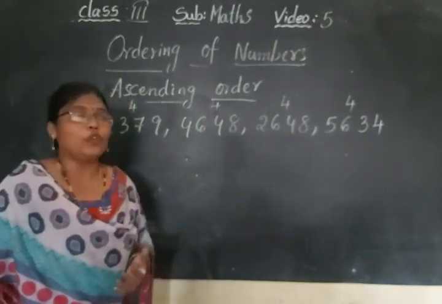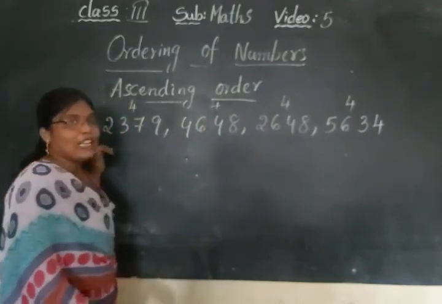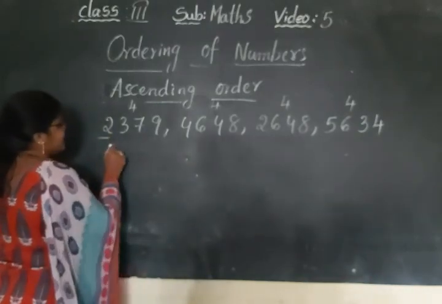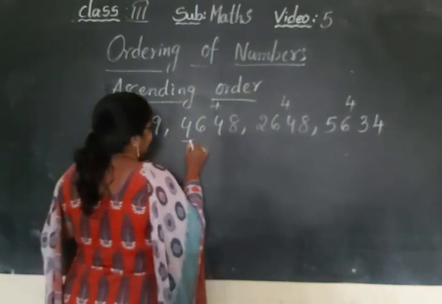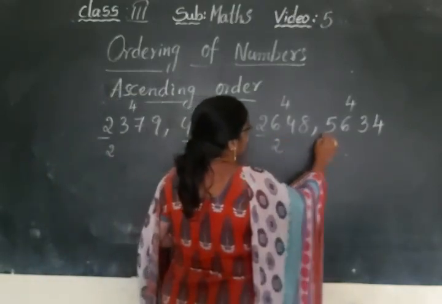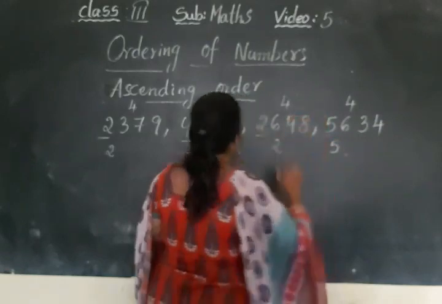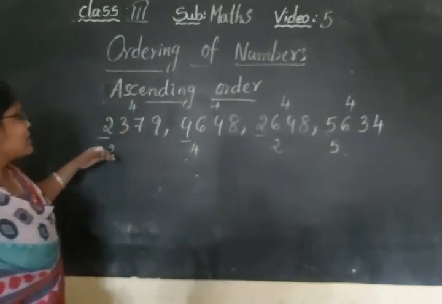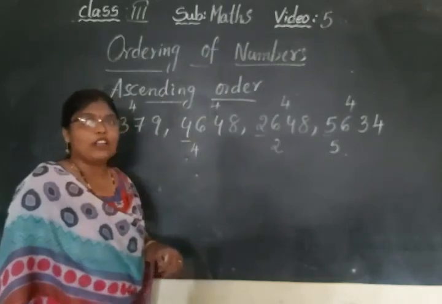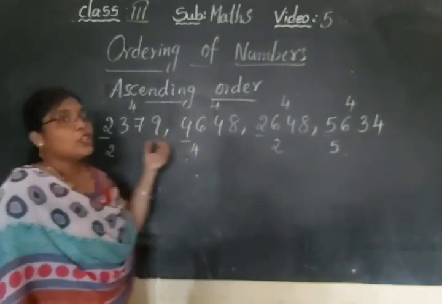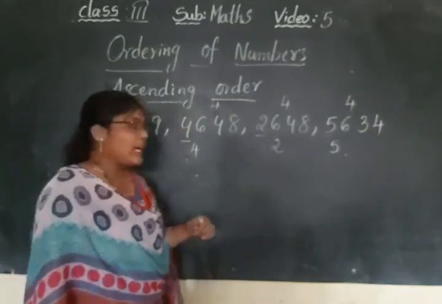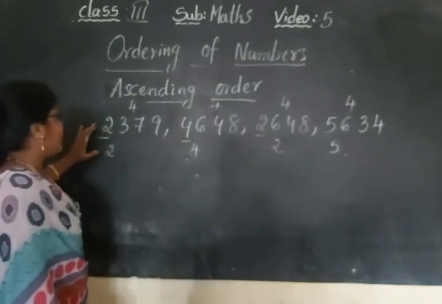So what you need to do now? You have to compare the first digits. What is the first digit here? 2, and we have 4 here. Again we have 2 and 5. So what is the smaller number? 2, 4, 5. 2 is the smaller number. But we have two numbers that have 2 in their first place. Right? First digit has 2.